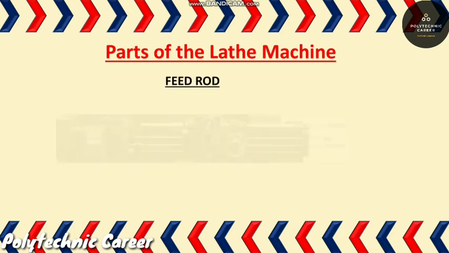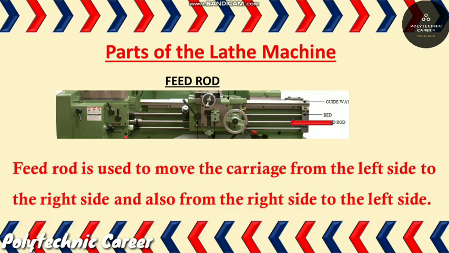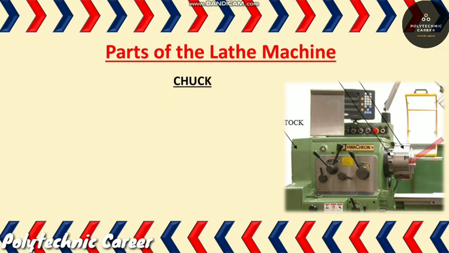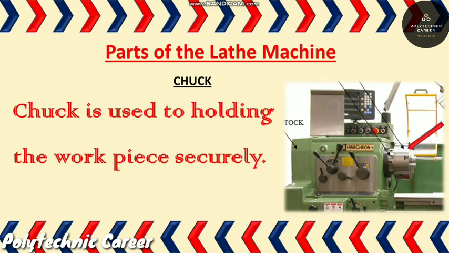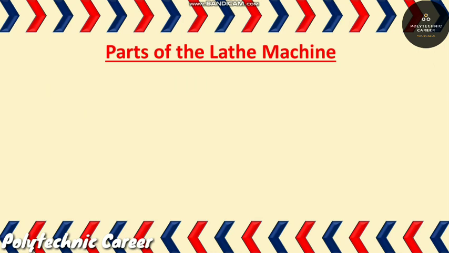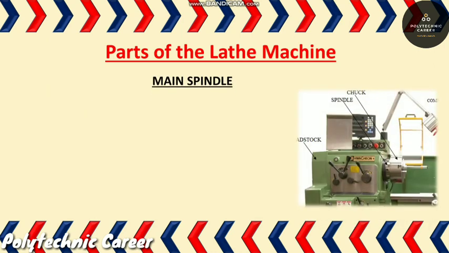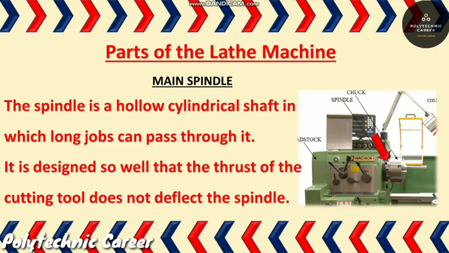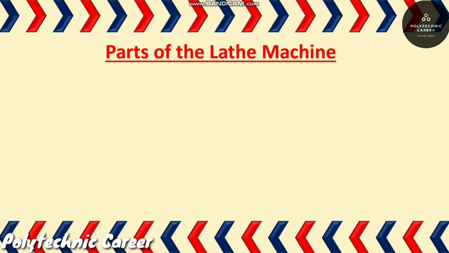Feed rod. The feed rod is used to move the carriage from the left side to the right side and also from the right side to the left side. Chuck. A chuck is used for holding the workpiece securely. Main spindle. The spindle is a hollow cylindrical shaft through which long jobs can pass. It is designed so well that the thrust of the cutting tool doesn't deflect the spindle.